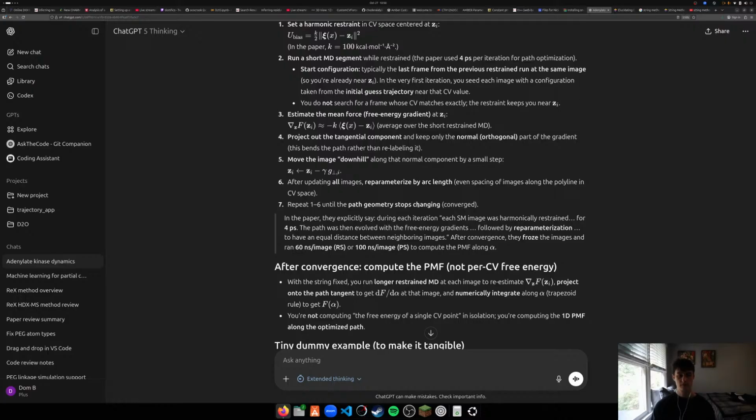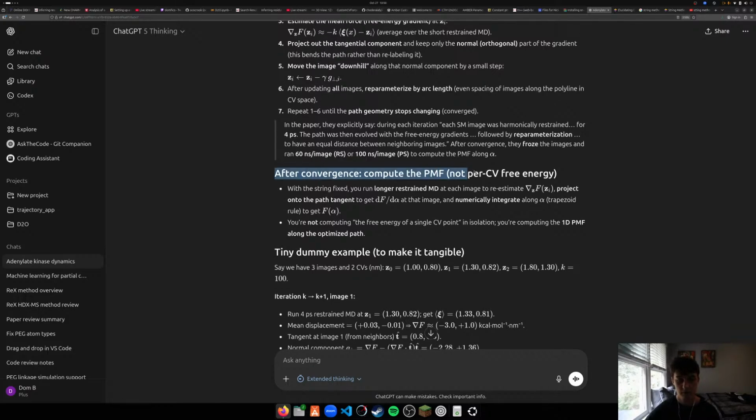For each image, the path was then evolved with free energy gradients followed by reparameterization to have equal spacing. To converge, you freeze the images to compute the PMF along alpha. I'm kind of, I think I'm getting it more. After it converges, to compute the PMF, not with the string fixed, you run longer at each image to re-estimate, numerically iterate. You're not computing the free energy of a single CV point in isolation.